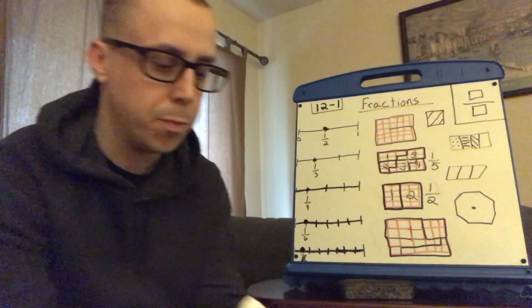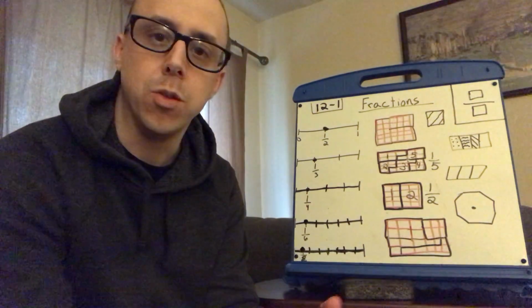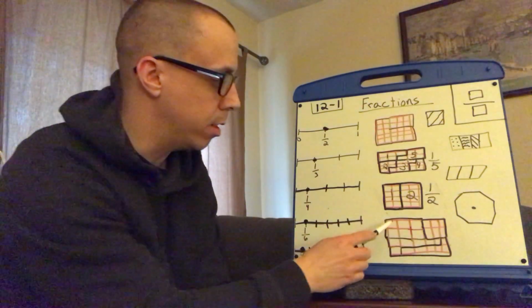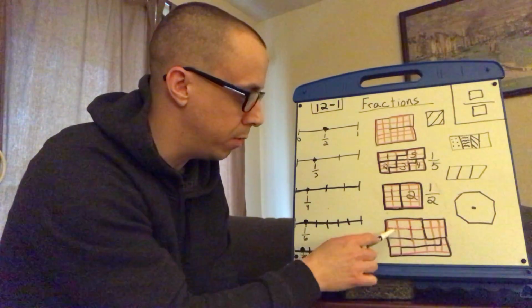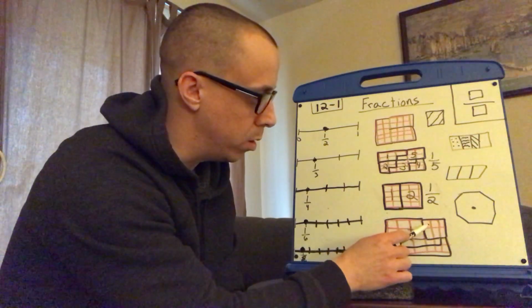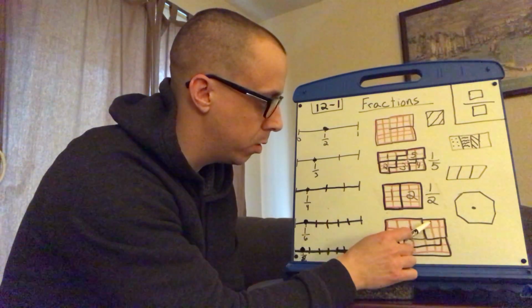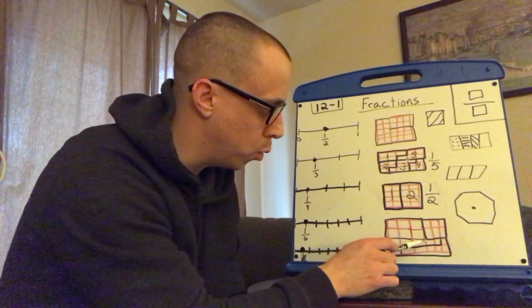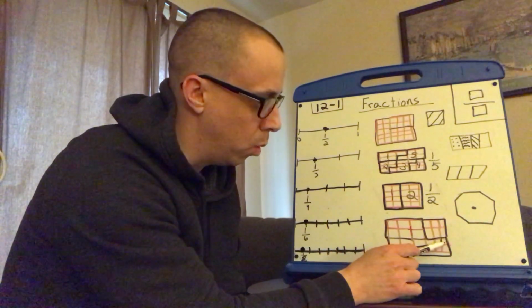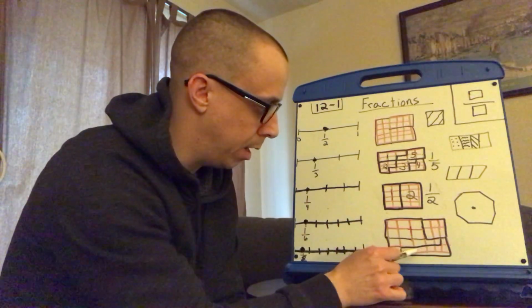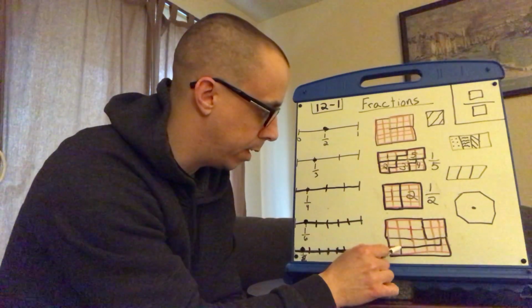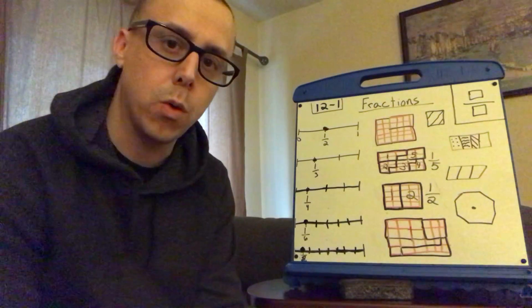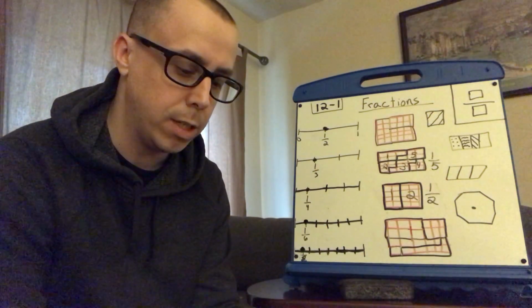Okay, so now we have to count the number of squares in each section. So here there's 1, 2, 3, 4, 5, 6. Here there's 1, 2, 3, 4, 5, 6. Here there's 1, 2, 3, 4, 5, 6, and then 1, 2, 3, 4, 5, 6. Okay, again, I had to redraw that line there. So there are 6 squares in each section, so they are even.